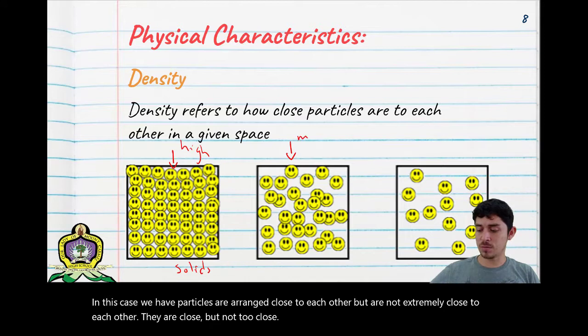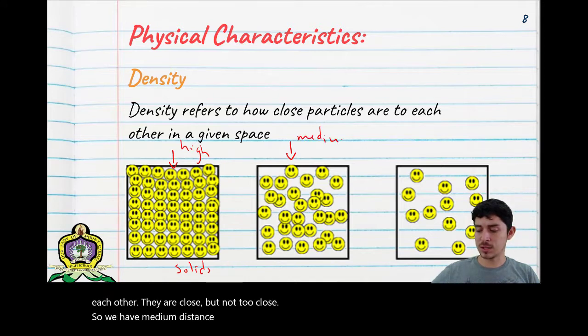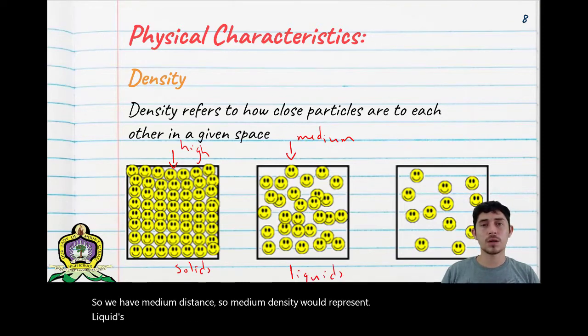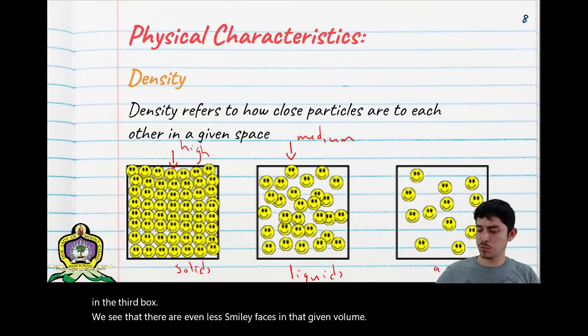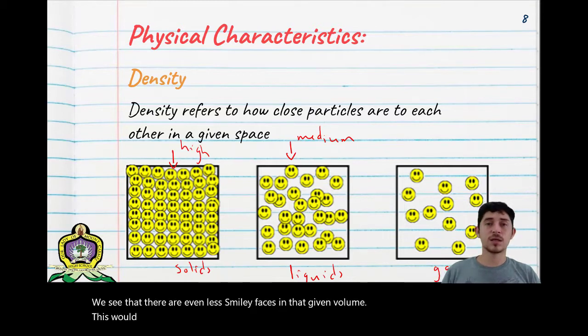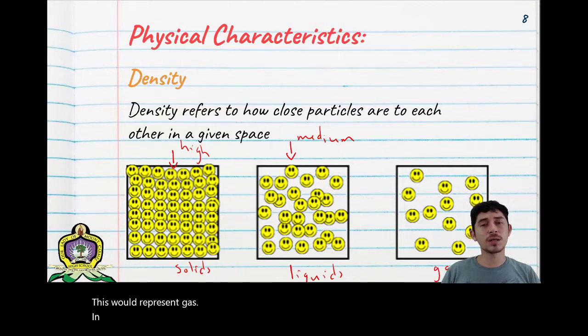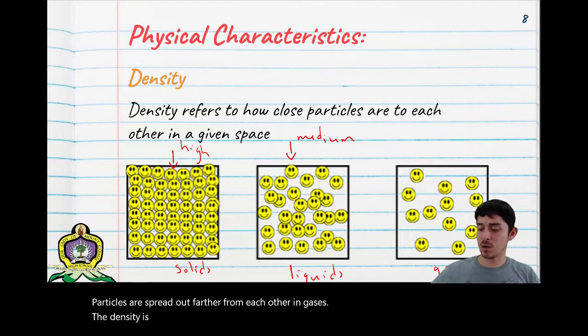So we have medium distance. So medium density would represent liquids. In the third box, we see that there are even fewer smiley faces in that given volume. This would represent gas. Because particles are spread out farther from each other in gases, the density is lower, so we have low density.